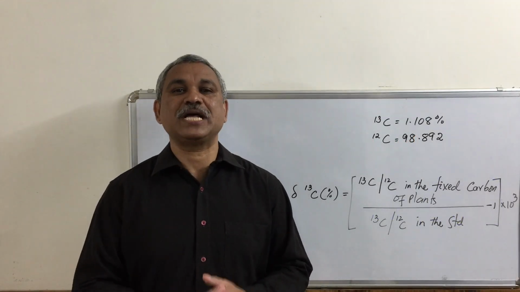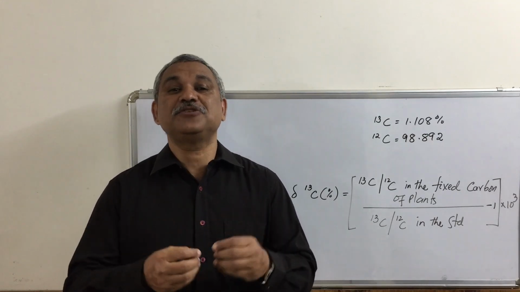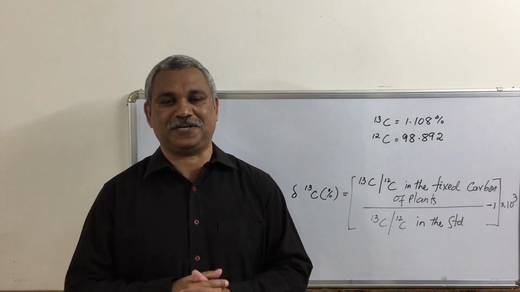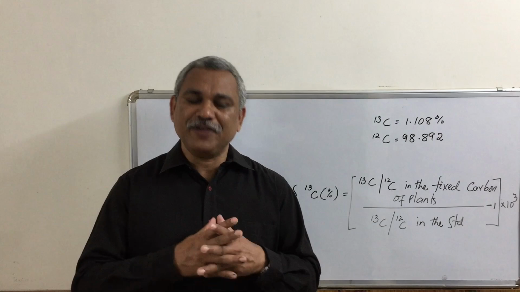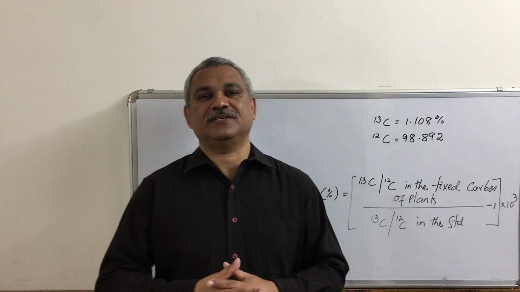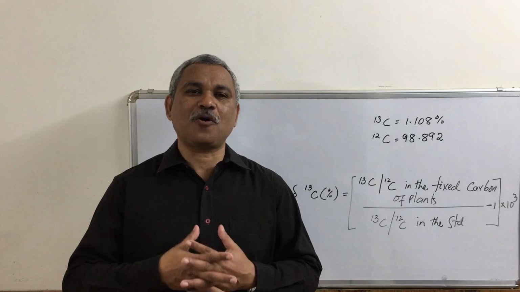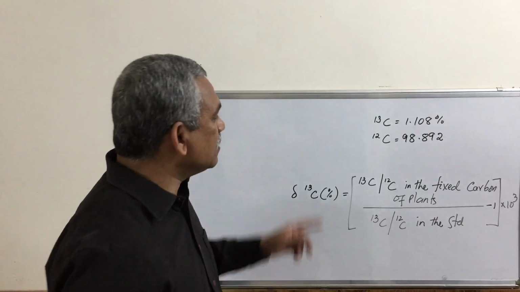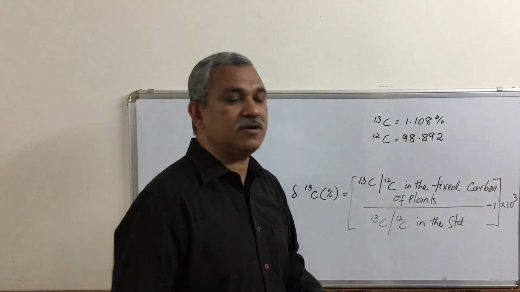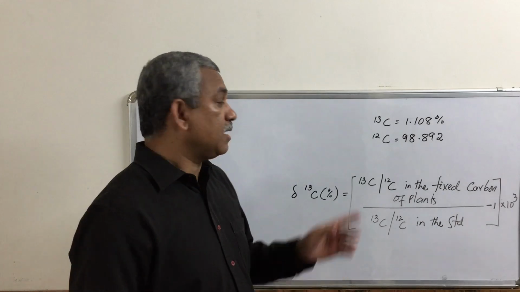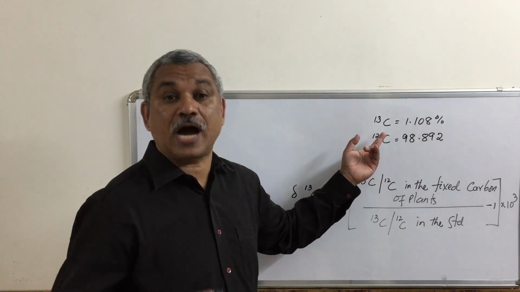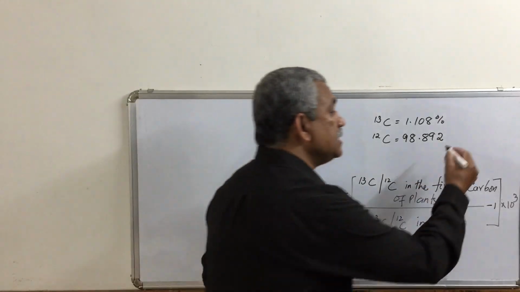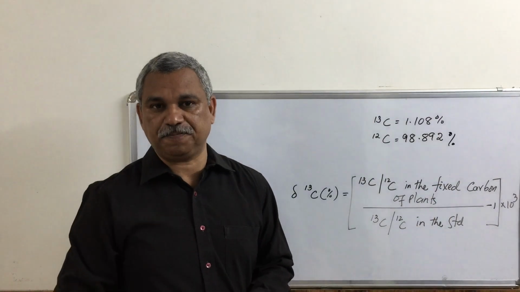When we are discussing the CAM pathway, we need to talk a little bit about the isotopic studies that have been carried out. We know that the atmosphere contains two isotopic forms of carbon. One is carbon 13, that is about 1.108%. Carbon 12, which is the most abundant one, is 98.892% available in the atmosphere.